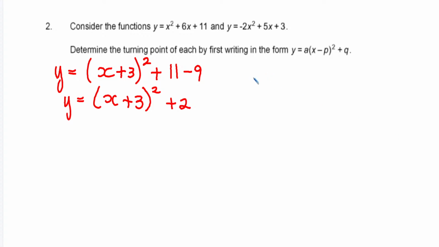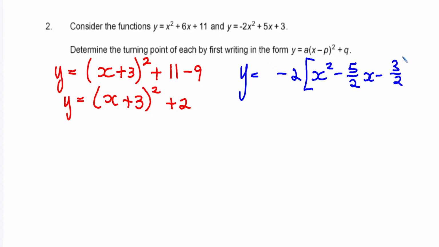Okay, I'm going to do the other one next door. I'm going to do it in blue pen, and that one is slightly problematic because it's got this -2. So what I'm going to do is I'm going to factor out the -2. All right, I can't divide it out. If I divide it out, then I haven't got y anymore, and I want an expression for y. This is going to be x squared minus 5 over 2 x minus 3 over 2. If you multiply that -2 back in, you get this thing. Okay, you're not changing the value at all.